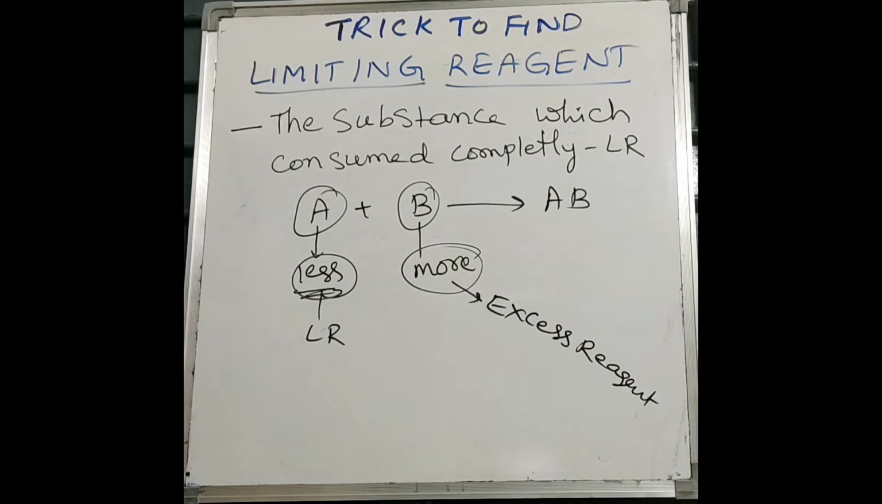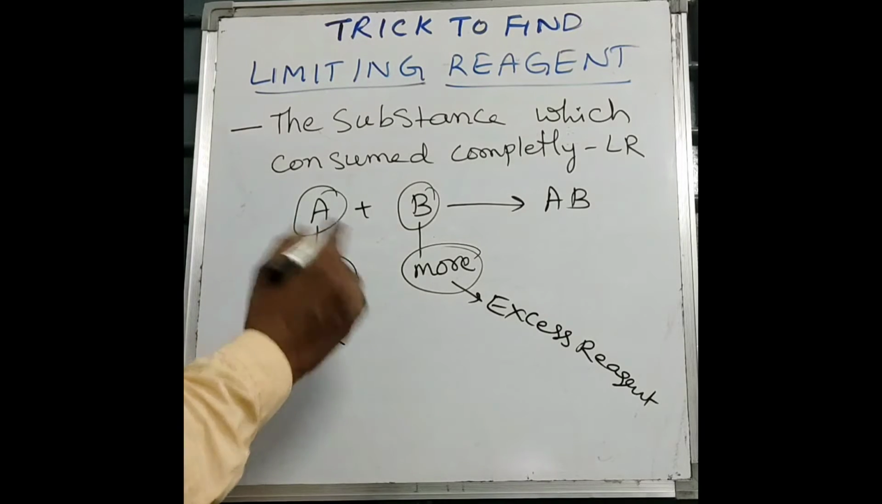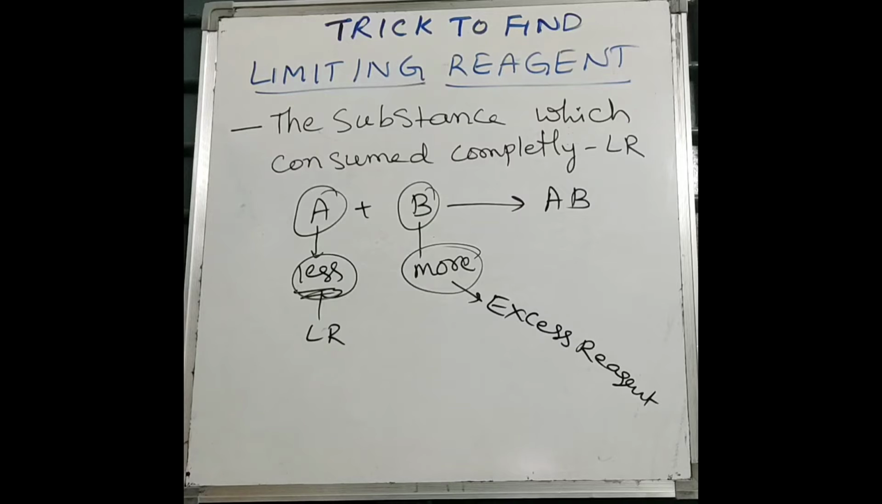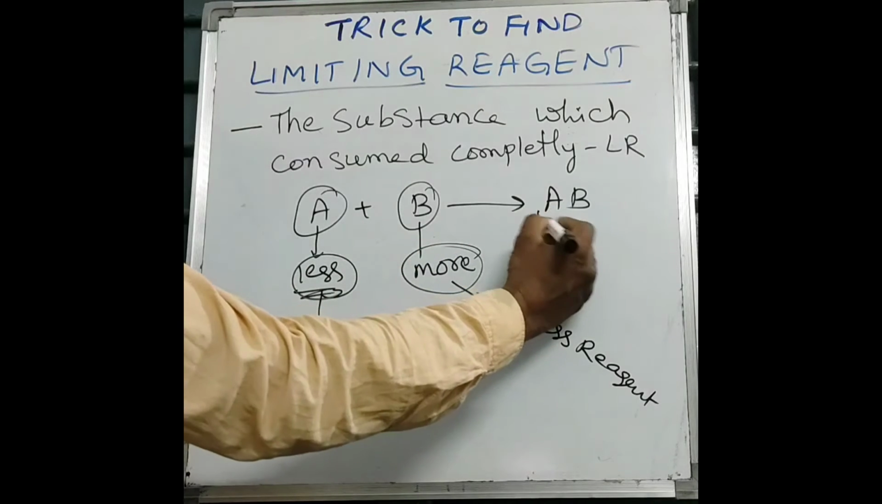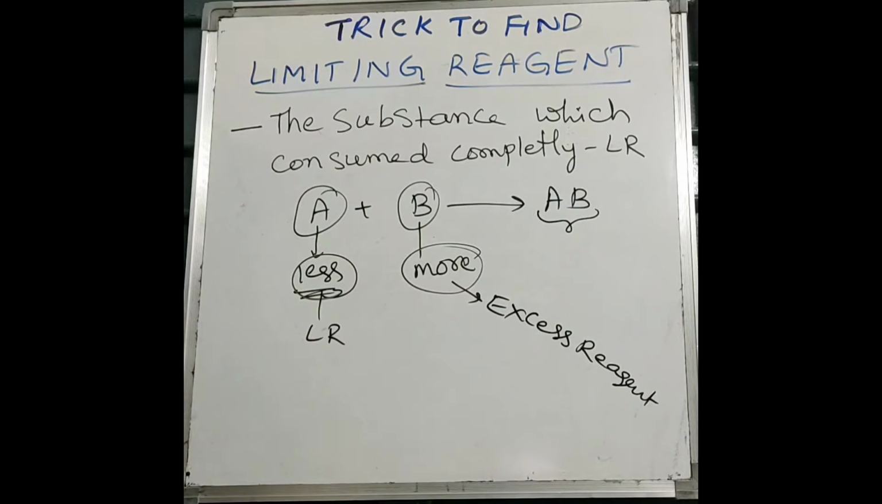So limiting reagent means the substance which is consumed completely, which reacted 100%, which is involved in the chemical reaction about 100%, is called limiting reagent. Limiting reagent determines the formation of product. So we will see a problem related to limiting reagent.